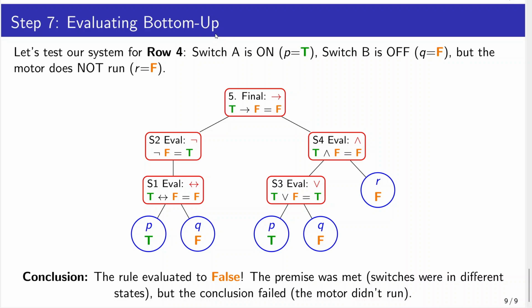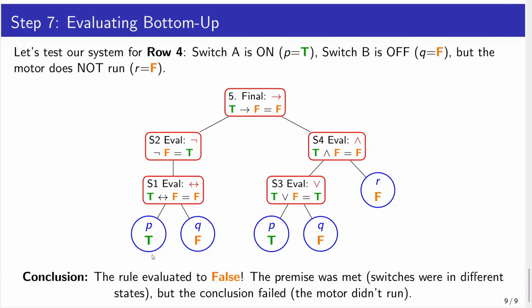Let's test row 4 from our earlier truth table. In this scenario, switch A is on, so P is true, switch B is off, so Q is false, but the machine is broken, meaning the motor does not run, meaning R is false. Let's see if our overall rule holds up.